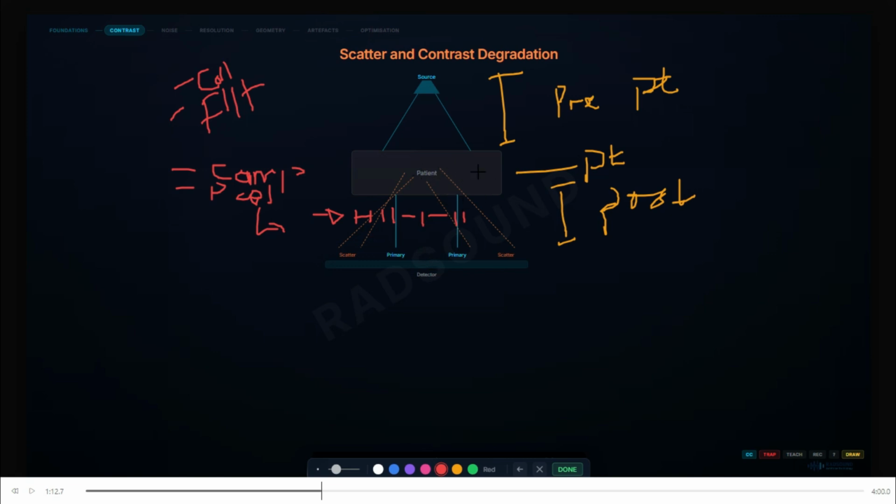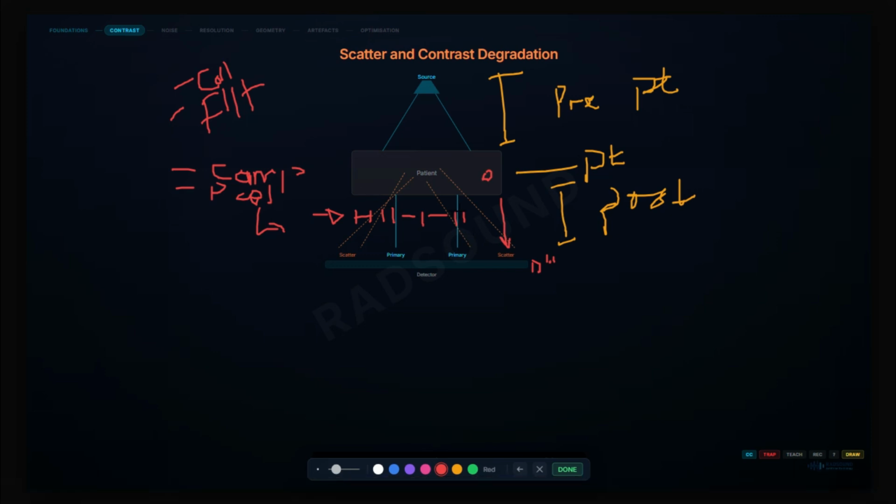After the grid, we can use an air gap by increasing the distance. This is the patient, the object, and this is the detector. We can increase the object-to-image distance so that scatter may not reach the level of the detector. We increase the object-image distance, which is what we call an air gap, instead of placing the grid.